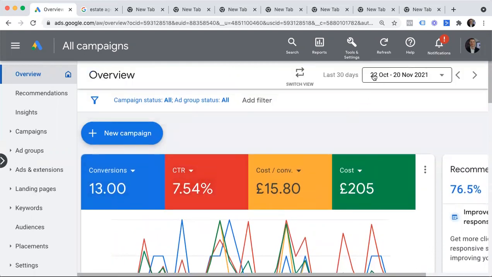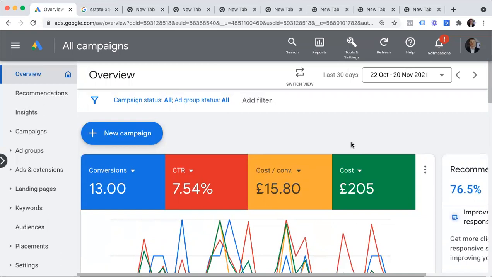So it's the 22nd of October to the 20th of November. And we've spent a whopping £205. So you don't need big budgets. You don't need massive budgets with this. You can scale it. This agent's only covering about 2-3 postcodes maximum. We're basically being at the top of search.